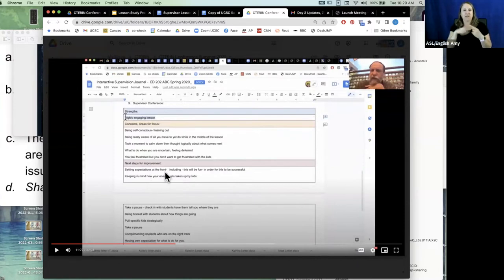Setting expectations at the front was offered by one of her peers. And then one of the peers also offered keeping in mind how your energy gets taken up by kids. All of these were given by peers along the way. So it wasn't just me suggesting things. These were peers working towards supporting Sarika in her teaching.